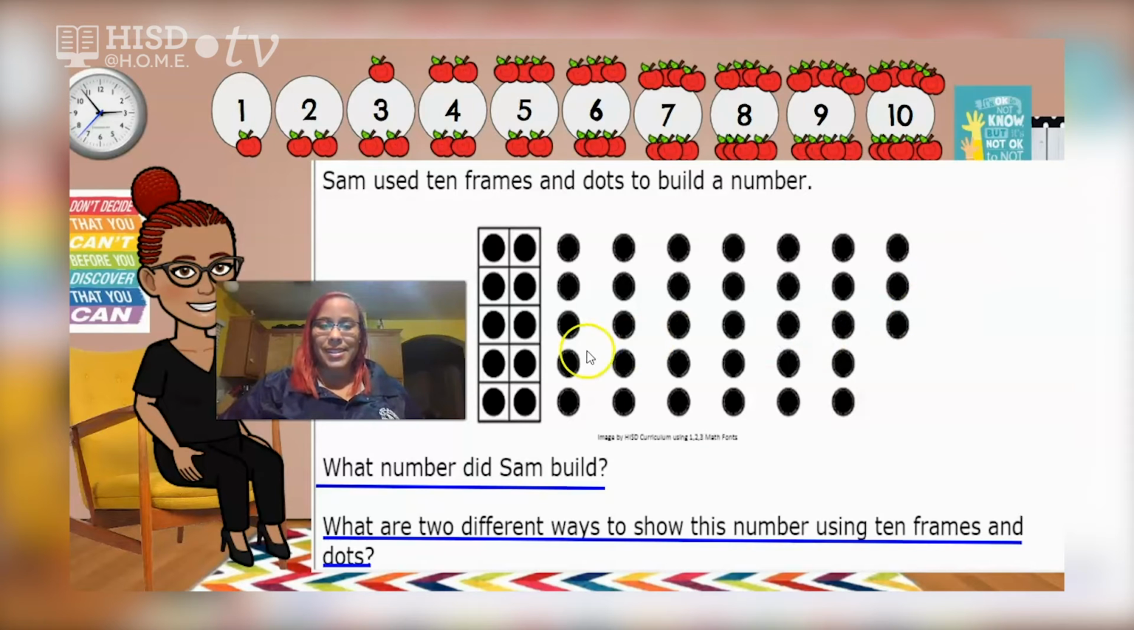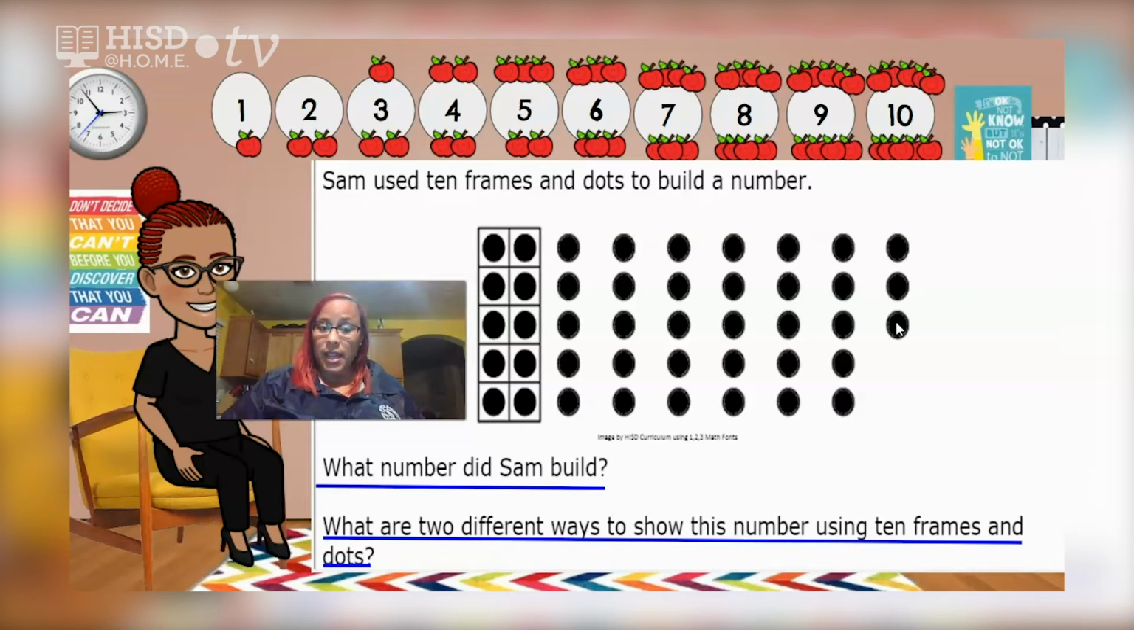If this is 10, that means then we have 11, 12, 13, 14, 15, 16, 17, 18, 19, 20, 21, 22, 23, 24, 25, 26, 27, 28, 29, 30, 31, 32, 33, 34, 35, 36, 37, 38, 39, 40, 41, 42, 43.